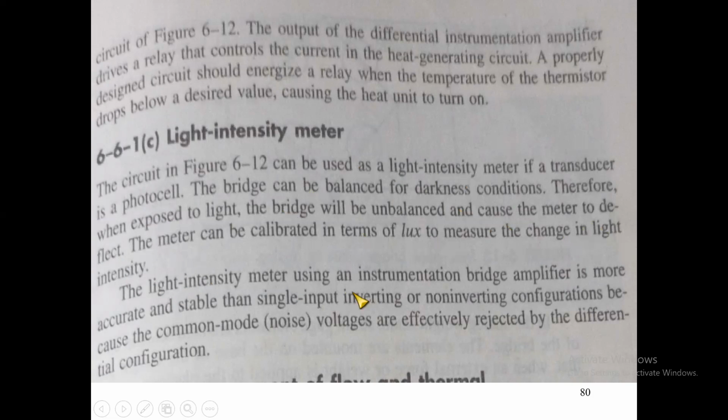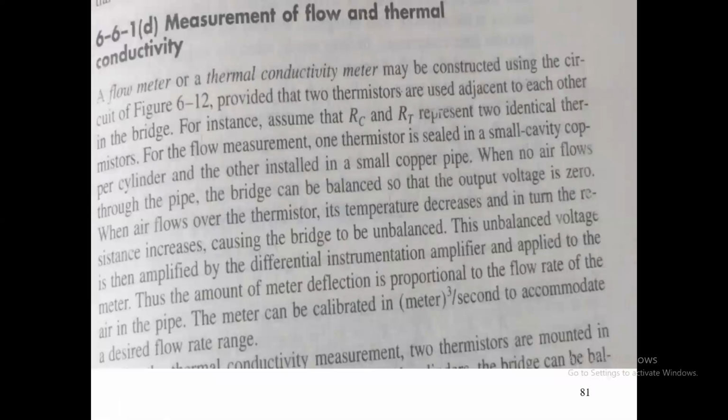The light intensity meter using an instrumentation bridge amplifier is more accurate and stable than the single input inverting and non-inverting configurations, because the common mode voltages are effectively rejected by the differential configuration. The CMRR value is much larger for the differential configuration than for an inverting and non-inverting amplifier.